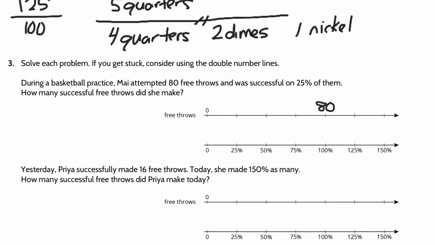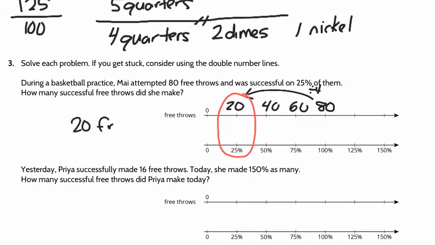And so if we divide the 80 by 4, 80 divided by 4 will take us down to 20. This is broken down 20, 40, 60, 80. And therein lies our answer. How many did she make if she made 25% of them? She made 20 free throws.